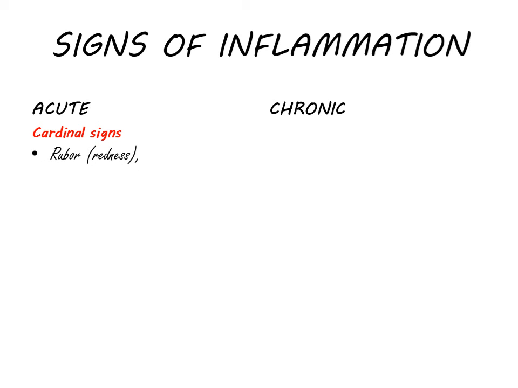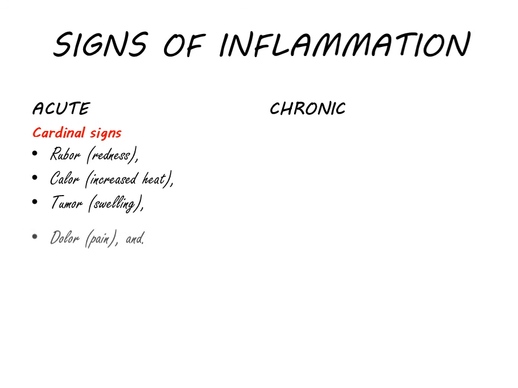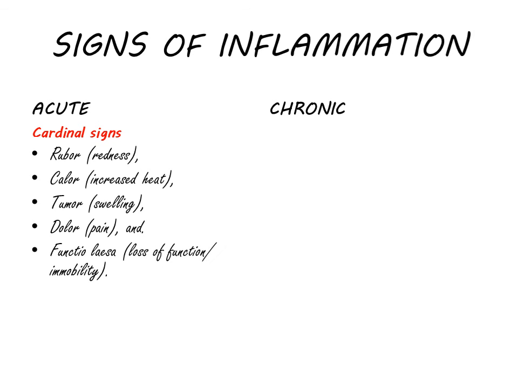So, in acute inflammation, redness is also called rubor. Increased heat is also called calor. Swelling is known as tumor. Pain is called dolor. And then loss of function is also called functio laesa. Some examiners would expect you to tell these things whenever they ask you cardinal signs of inflammation. Instead of telling redness, increased heat, or swelling, you can also say rubor, calor, tumor, dolor, and functio laesa. This is why I added another slide here for you.